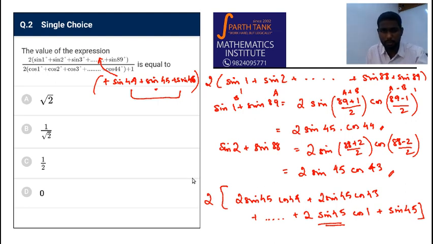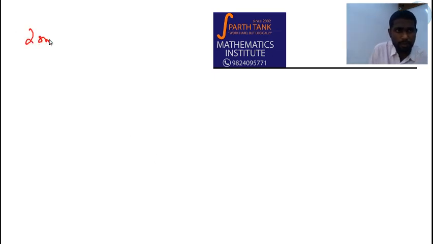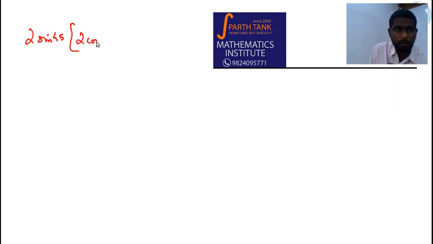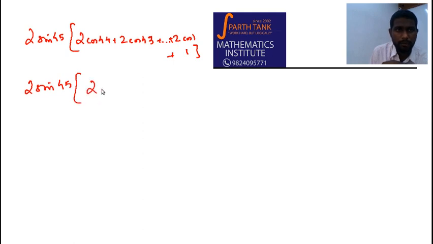If I take that term common out, I get 2 sine 45, and inside the bracket I have 2 cos 44, 2 cos 43 up to 2 cos 1, and 1. So this can even be simplified as 2 sine 45 in the bracket 2 times (cos 1 plus cos 2 plus cos 3 plus and so on up to cos 44) plus 1.